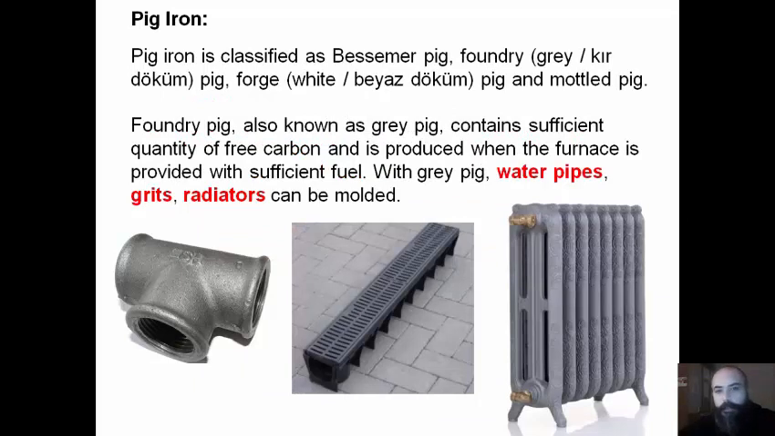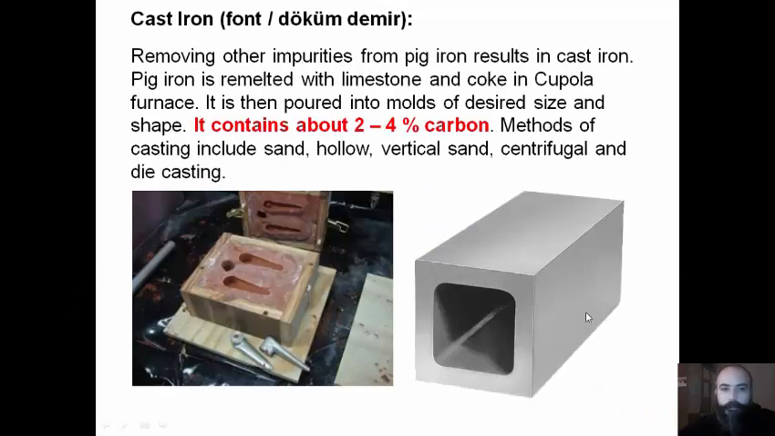Pig iron is classified as Bessemer pig, foundry pig, forge pig, and mottled pig. Foundry pig, also known as gray pig, contains sufficient quantity of free carbon and is produced when the furnace is provided with sufficient fuel. With gray pig, water pipes, grits, radiators can be molded.